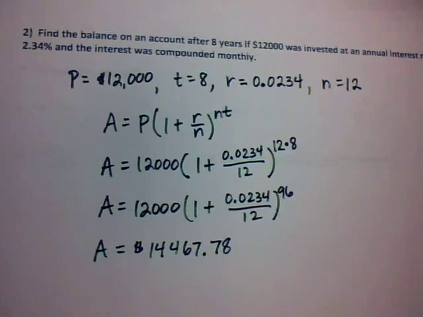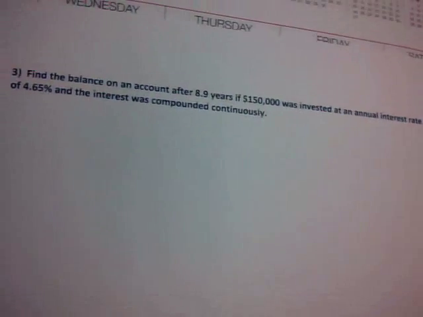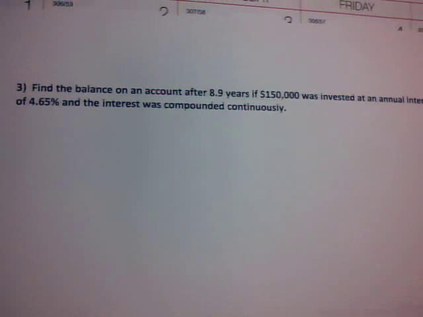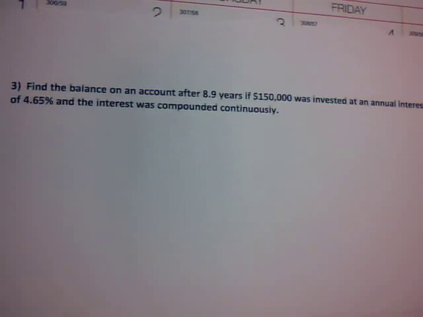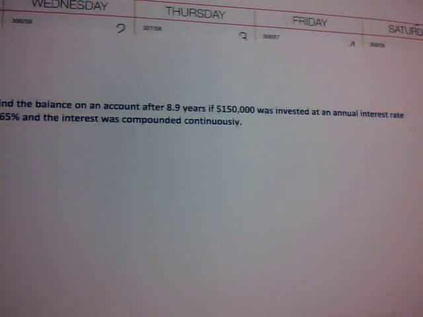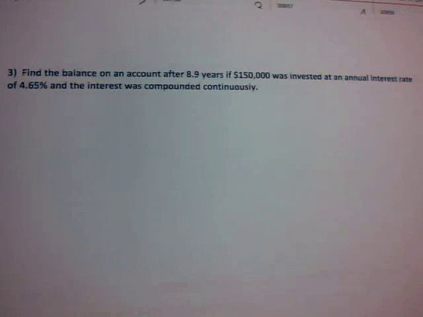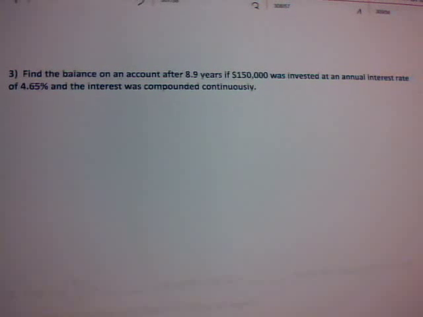Question number 3. Here we want to find the balance on an account after 8.9 years if $150,000 was invested at an annual interest rate of 4.65% and the interest was compounded continuously.